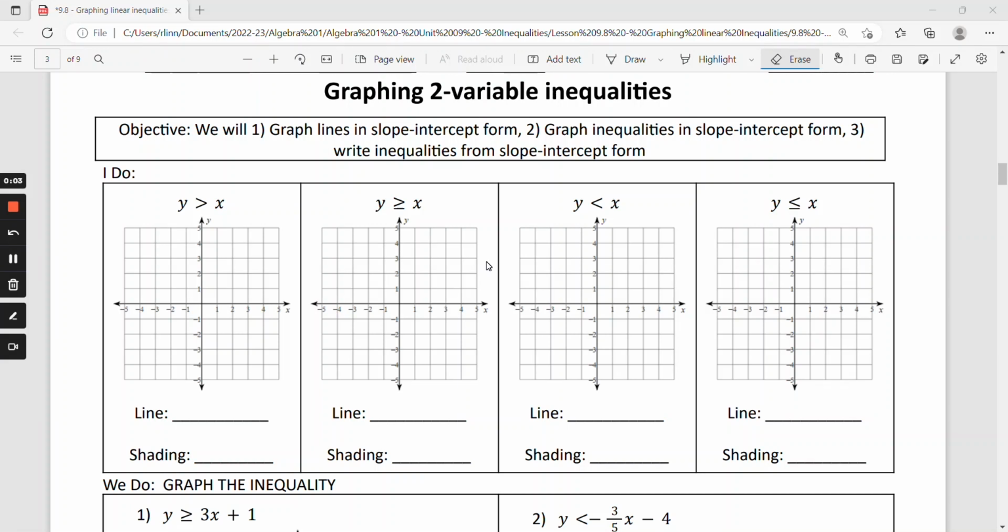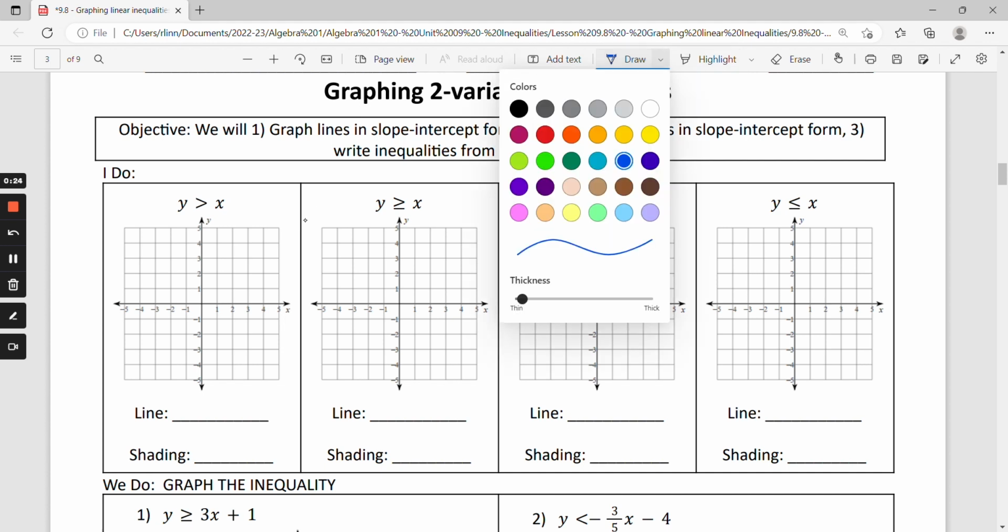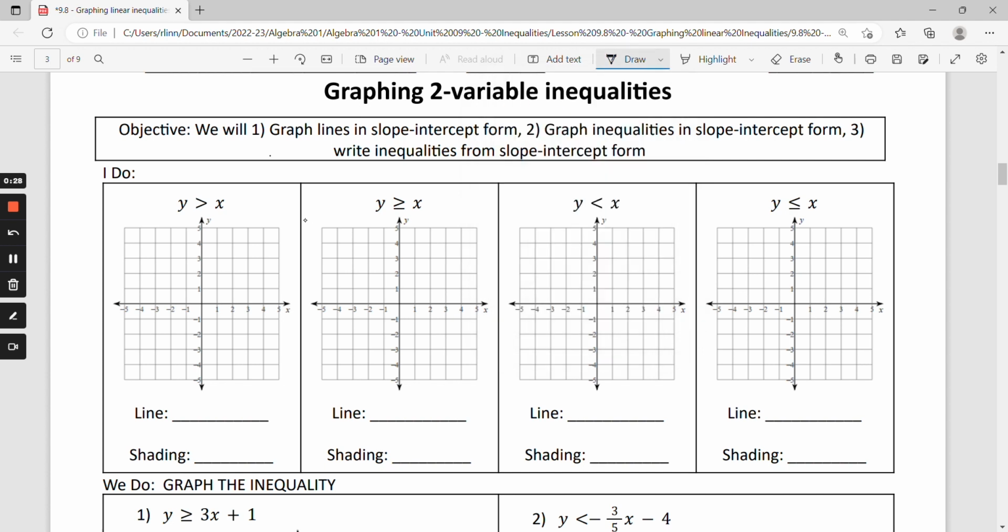Today we're going to continue our work with two variable inequalities, but today we're going to look at graphing two variable inequalities. So let's go ahead and start by looking at our four different inequality symbols. Our first one is greater than. So we've got y is greater than x. So if we were to graph the line y is equal to x, that line would look like this.